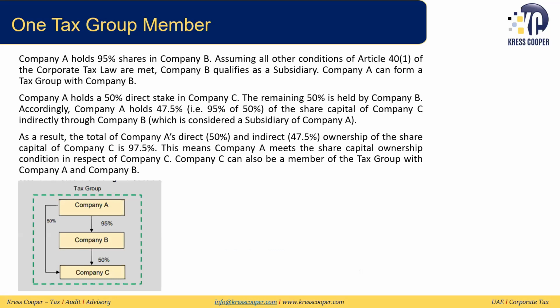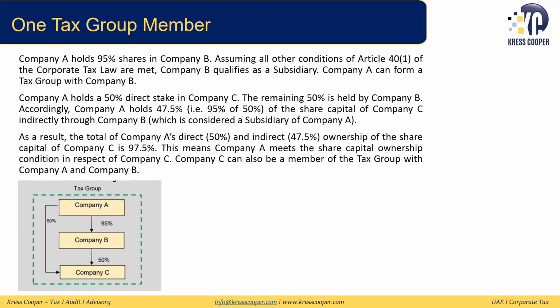Let's look at one more example here. Company A is having 95% ownership in company B. The subsidiary condition is being met. Then company B is having an ownership of 50% in company C, and company A is directly having an ownership of 50% also in company C. So direct ownership is 50% in company C, and through company B, it is having 95% into 50%, which is 47.5% ownership indirectly.